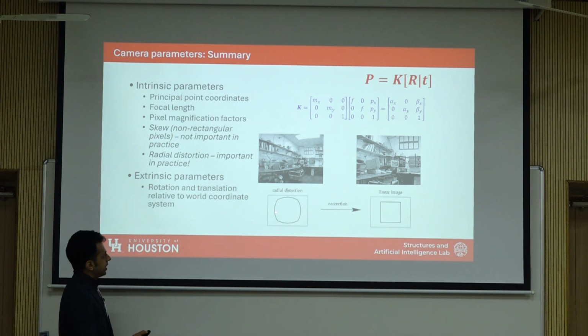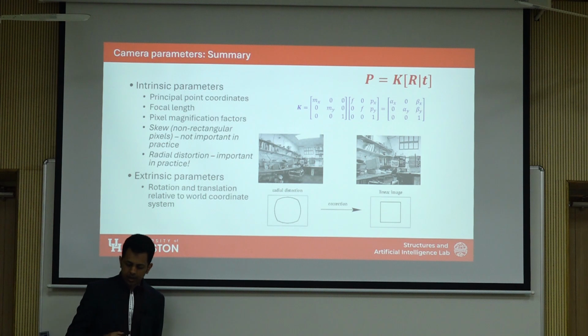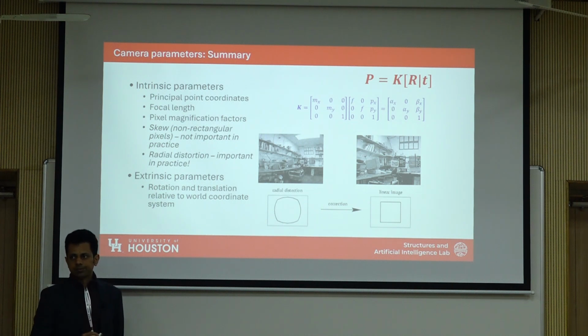So here's an example of radial distortion where you can see that straight lines in the real world are no longer straight in the image, and you have to do an undistortion to make the lines straight once again. Any questions about this before I move on?